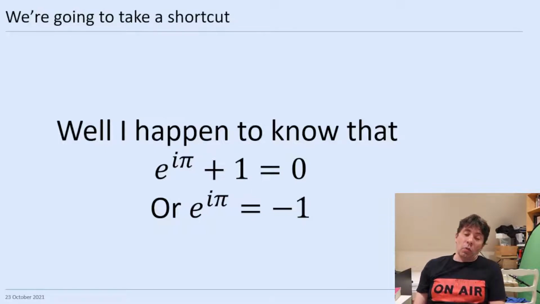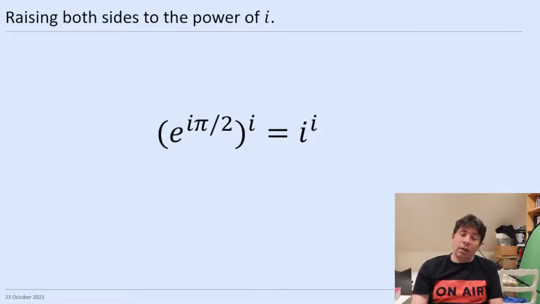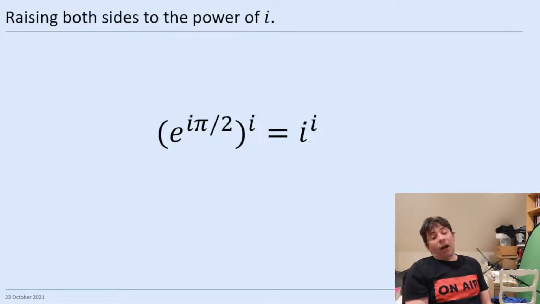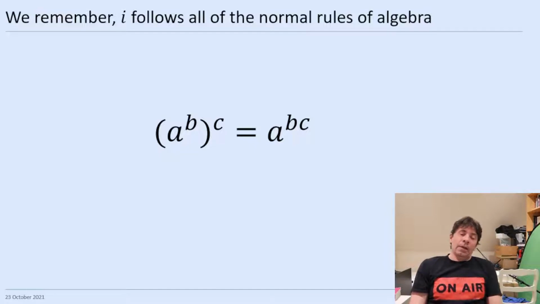So e to the i pi plus 1 equals 0, or if we take 1 from both sides, e to the i pi equals minus 1. Taking square roots, e to the i pi over 2 equals i. Raising both sides to the power i, (e to the i pi over 2) to the i equals i to the i. Now i to the i is exactly what we're looking for, so this is good. So (e to the i pi over 2) to the i is what we're looking for, but that all looks very complicated. But here's the good news, we're going to use this formula.